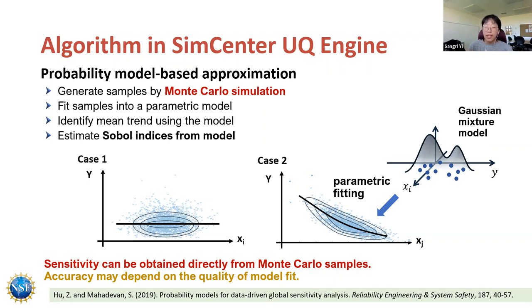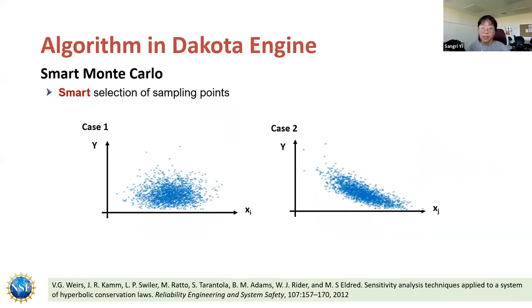So in such cases, you might want to use the other algorithm supported in quoFEM, which we call the smart Monte Carlo approach. This approach is purely non-parametric, but instead of doing crude Monte Carlo simulations, it carefully selects the sampling points such that it is easy to estimate the sensitivity indices.